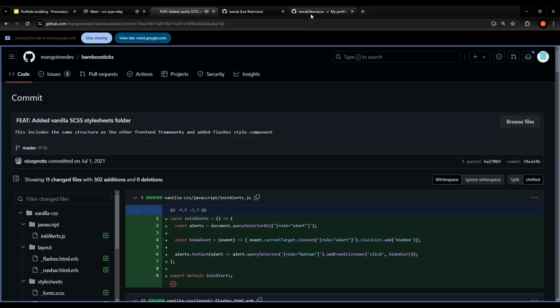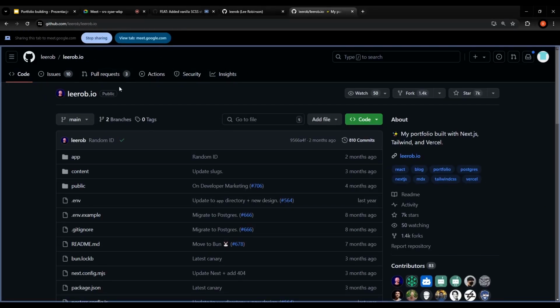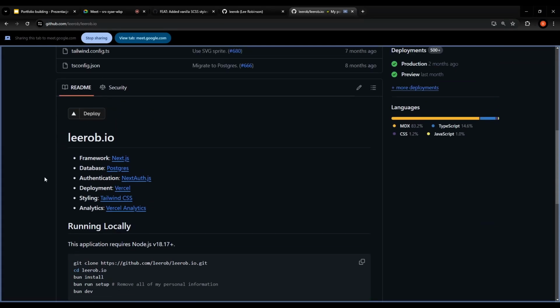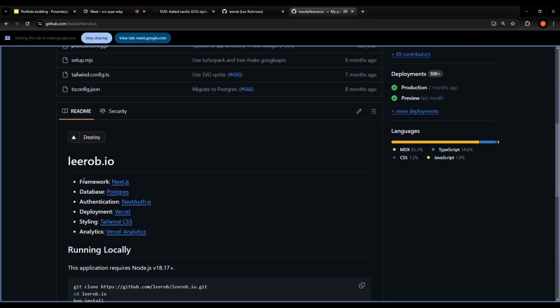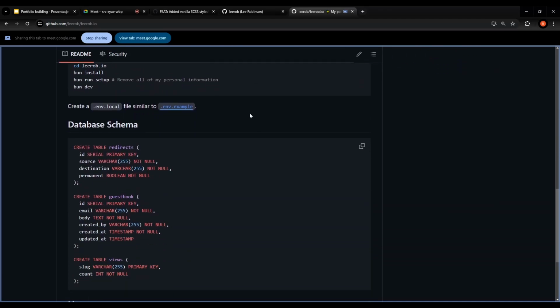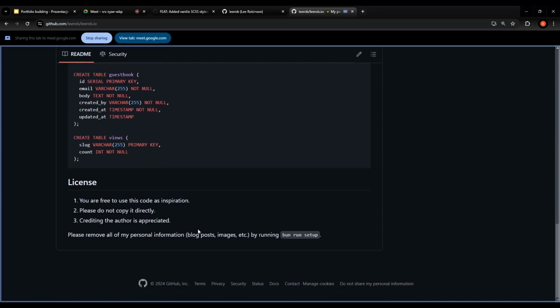So with that being said, let's go to another example, and in this case, it is going to be lerob.io, and here you can see what actually has been done with this project. We've got the framework, the database, the authentication, deployment, styling, analytics, so all the tools that were used to really build this project. Then we've got how to run it locally, very similar to what we had there, the database schema and the license.